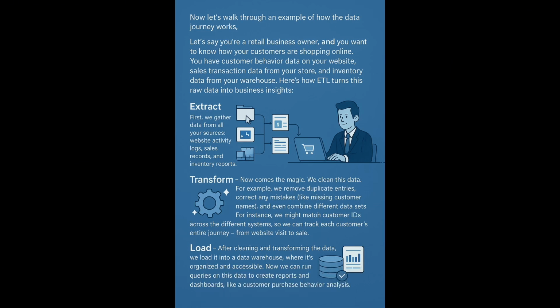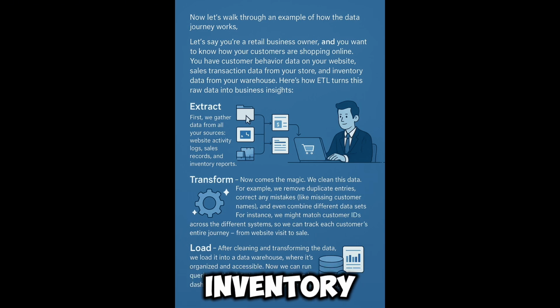First, we gather data from all sources, which are website activity logs, sales records, and inventory reports. This data could be in different formats like CSV files, JSON, or even plain text. The second stage, which is transform. Now comes the magic, and here we clean this data. For example, we remove duplicate entries, correct any mistakes like missing customer names, or even combine different data sets.